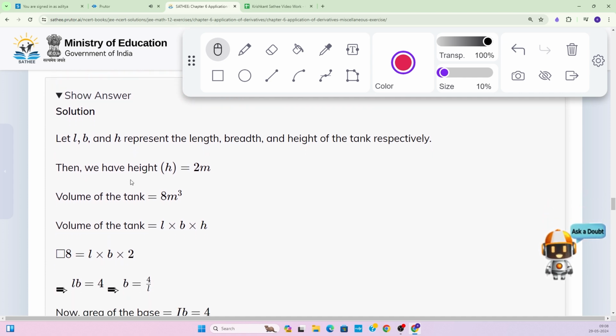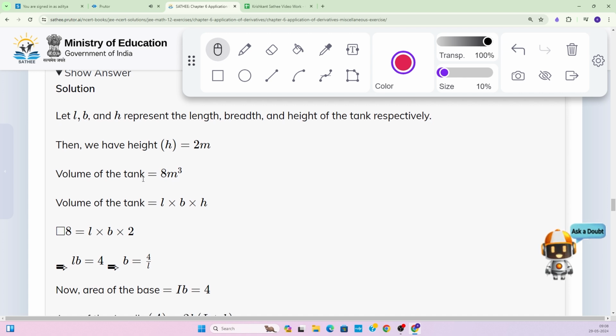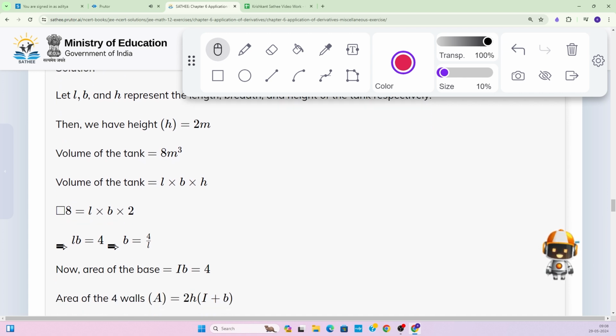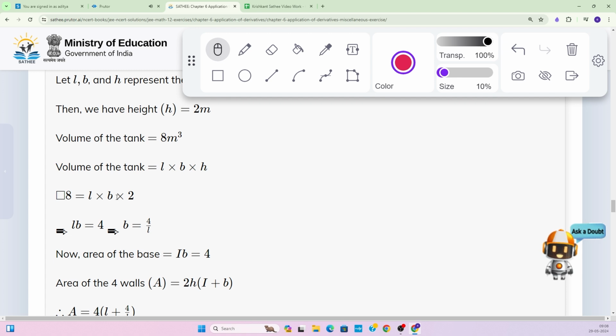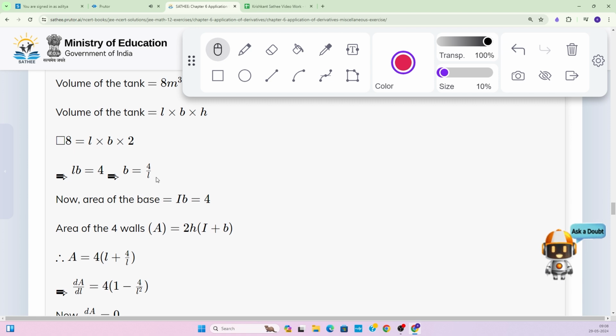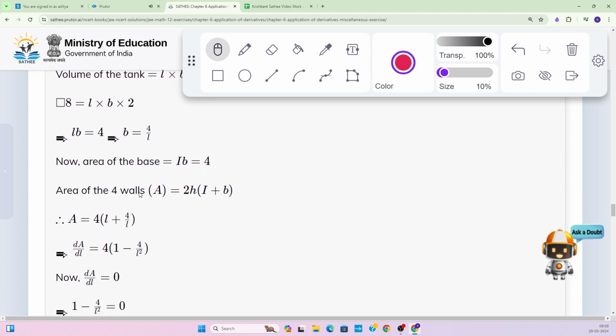Then we have height equal to 2 meters, volume equal to 8 meter cube, and we know the formula for volume, LBH. So LB multiplied by H is 8, so LB will be 4. This means B can be rewritten as 4 by L. Now the area of the base will be L into B, which means 4. Okay, area of 4 walls means 2 times what? 2 times height multiplied with L plus B.